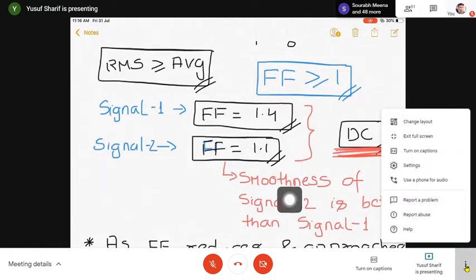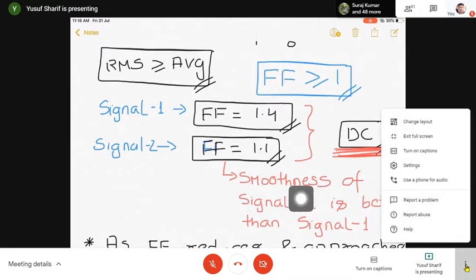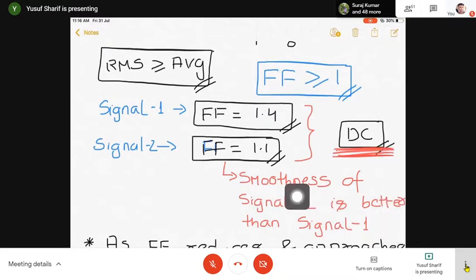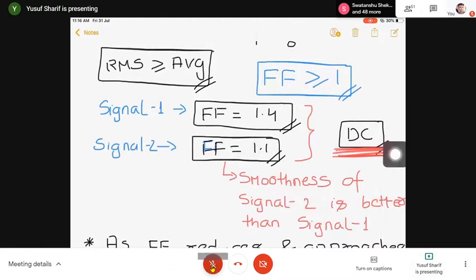So what do I mean by smoothness here? Smoothness is nothing but the waveform shape is almost closer to my DC waveform. Is this clear? Hello? Yes, sir. Am I clear? Yes, sir. Okay, yes, fine. ठीक है. So that was about your form factor.